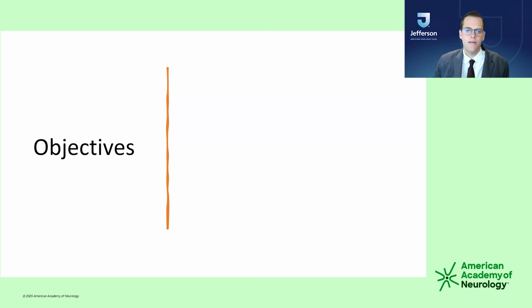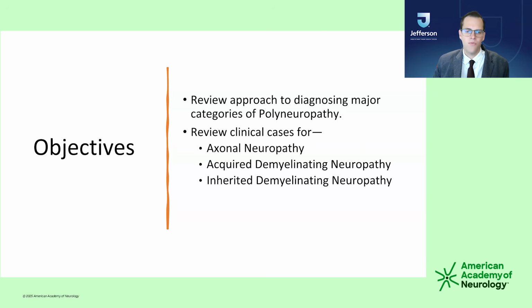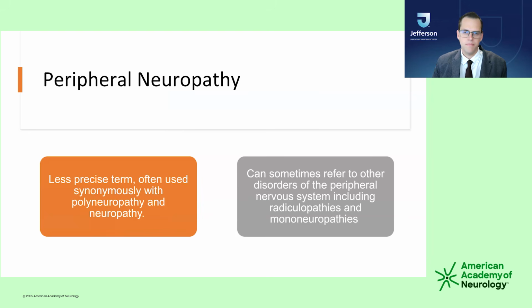The objectives today: we'll review the approach to diagnosing major categories of polyneuropathy, and we'll review clinical cases for axonal neuropathy, acquired demyelinating neuropathy, and inherited demyelinating neuropathy. By the end, you should be able to classify common patterns, pick an efficient workup, recognize urgent red flags, and separate axonal from demyelinating processes.